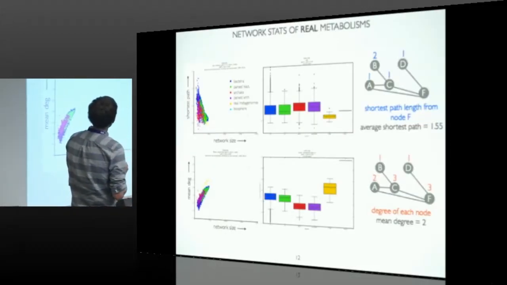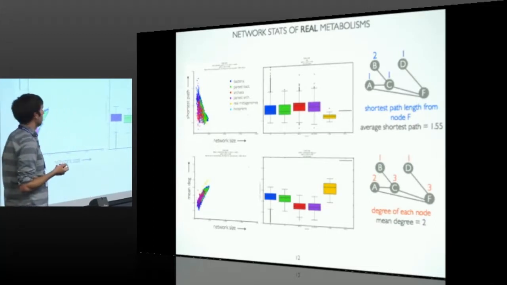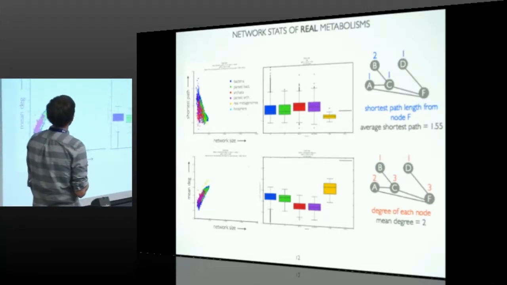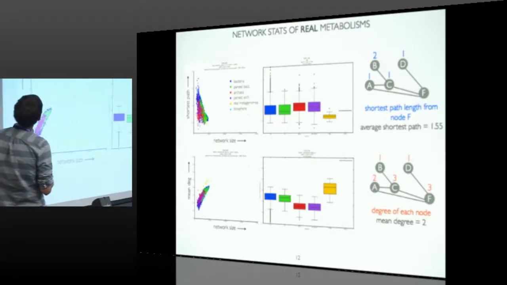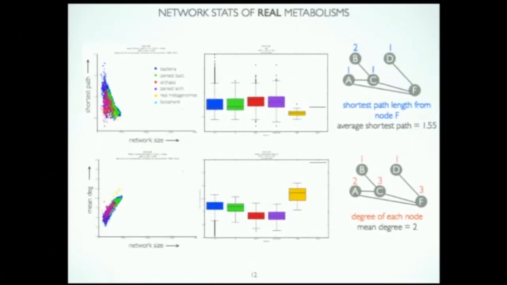OK, so here's kind of the first results. This is just some network stats of real metagenomes and just real genomes and the biosphere. So here's a little key right here. And on this top plot, I'm showing the shortest path of a network. I'm giving you a little example here. So if this is your network, the blue numbers are the shortest path from F to that node.